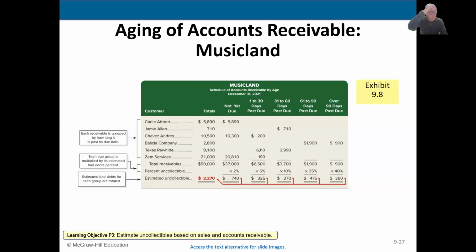Taim, go ahead. Is the 2%, 5%, 10%, 25, and 40 always the same? No. These are what the company is estimating. So your company, you might do something else, right? And you base it off of your history. So if you've got customers that, after 30 days, they're just gone, your percentage might be higher. It all depends on the company's history. That's where those percentages come from. That's a great question. Thank you for the clarity. Yeah, absolutely. My pleasure.